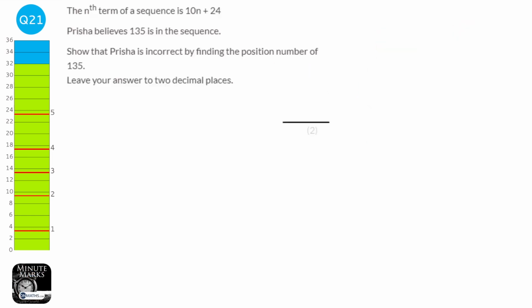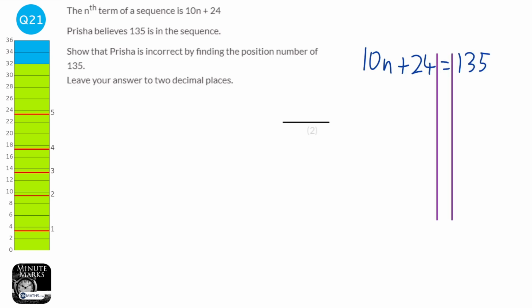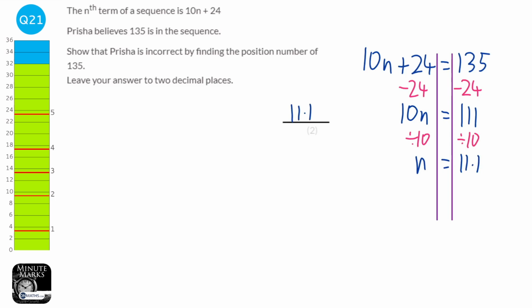To see if a number's in a sequence, we get the nth term and we get it equal to the number we think is in the sequence. And if the number is in the sequence, then we'll get an integer for n. If the number's not in the sequence, then we'll get a decimal. So we're just solving this now, and we're doing 135 take away 24, which is 111. And then we're going to divide both sides by 10, and you're probably already seeing the fact that it doesn't work exactly because n is 11.1, which means that Prisha is wrong. 135 can't be in that sequence.